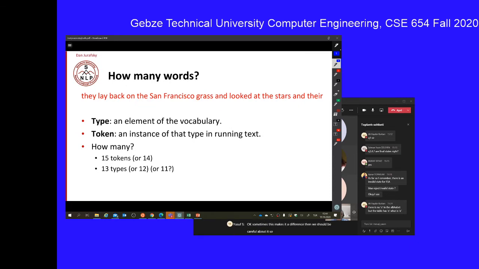So, how many words are there in this sentence? "They lay back on the San Francisco grass and looked at the stars and their." 1, 2, 3, 4, 5, 6, 7, 8, 9, 10, 11, 12, 13, 14, and 15. It looks like there are 15 words, but is San Francisco a single word or not? Nobody calls it San, nobody calls it Francisco, right? It is San Francisco. Is it a single word or multiple words? And it changes from language to language. We don't know.